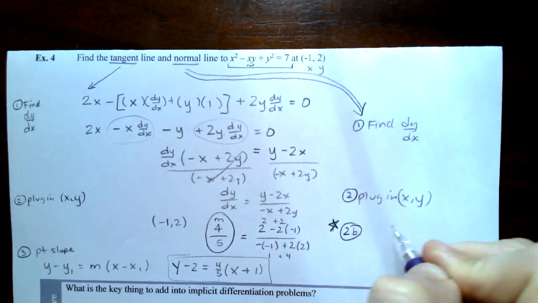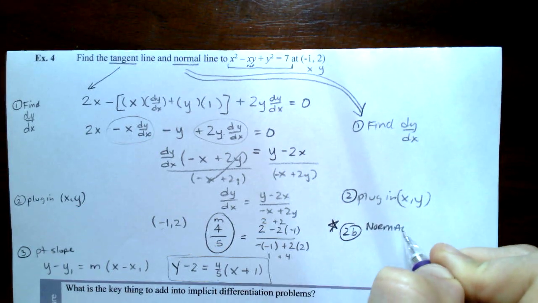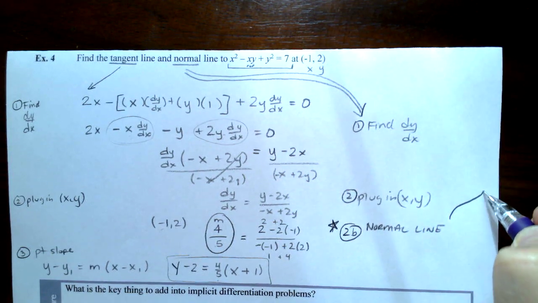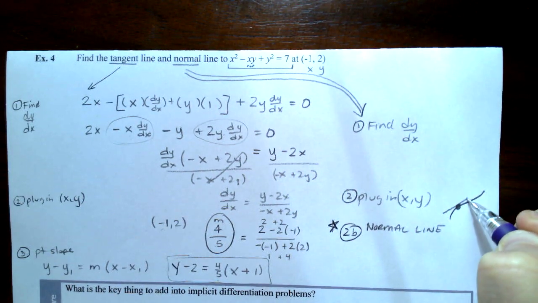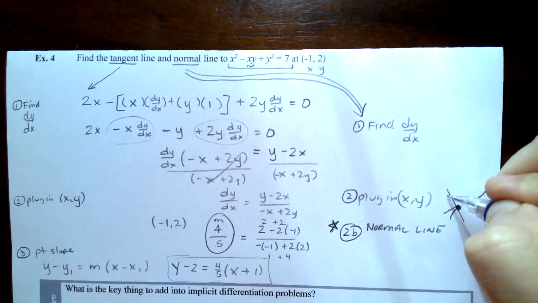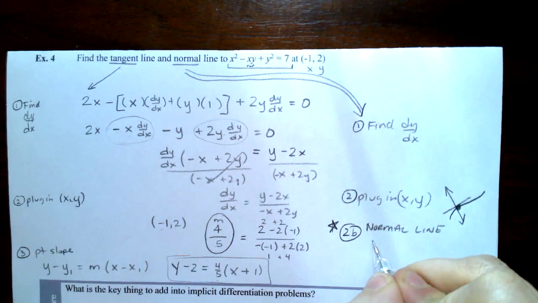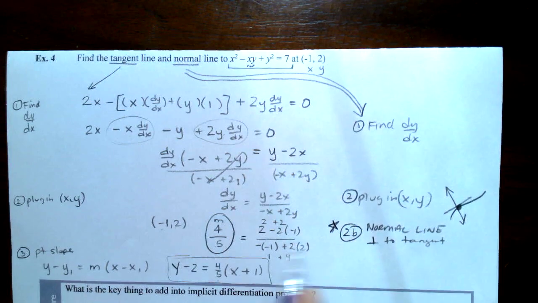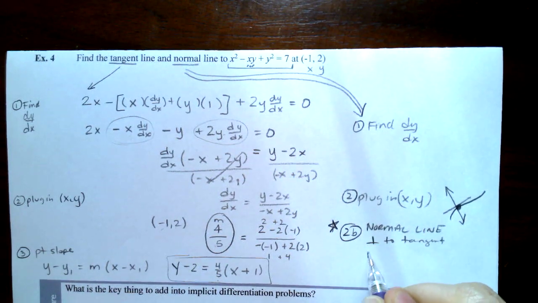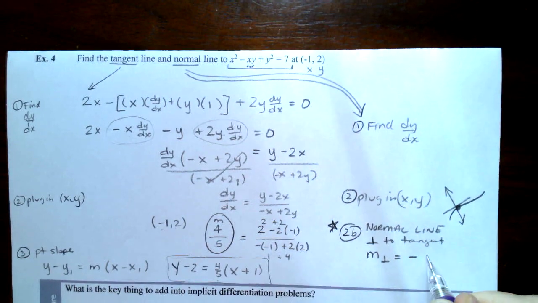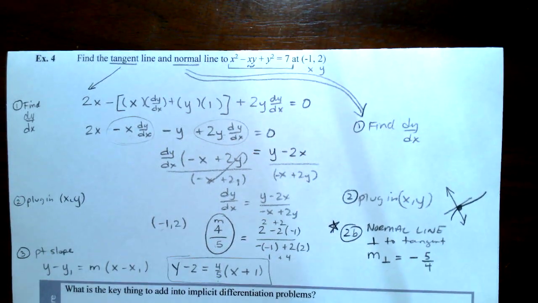However, there's a 2b step involved for the normal line. By definition, the normal line is where I would take my curve. I would have my slope, which is the tangent. The normal line is going to be perpendicular to the tangent. So I'm going to have to say m perpendicular is equal to the opposite and the reciprocal, negative 5/4.